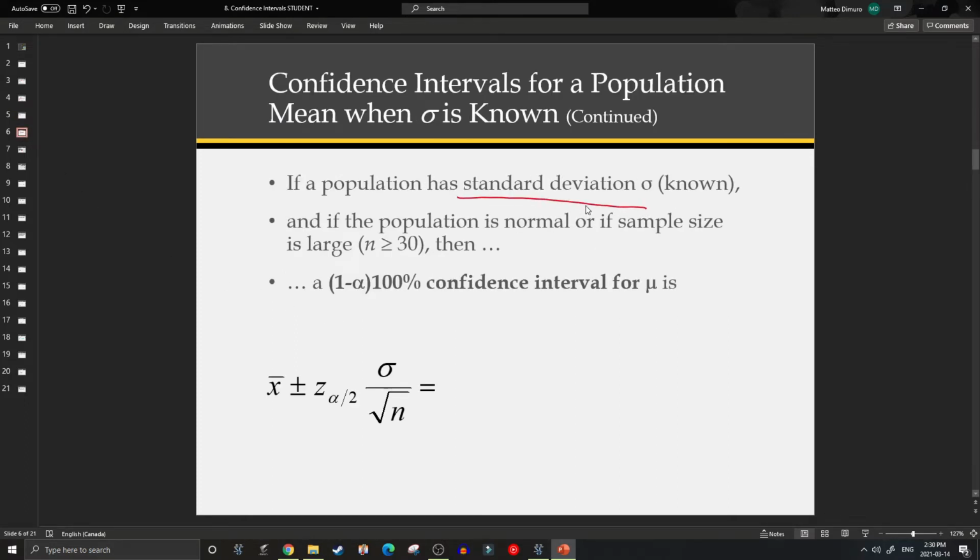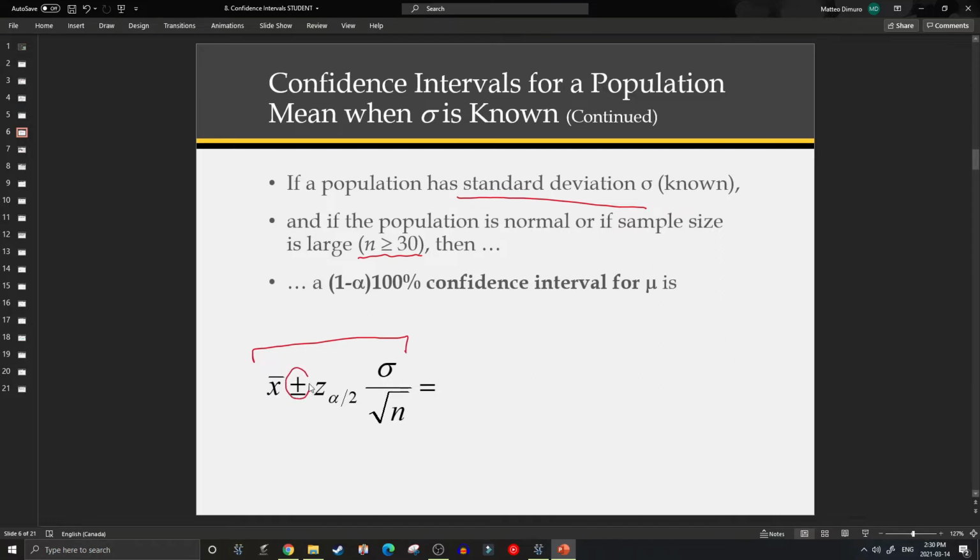So what are we going to do now? If we have a population where we know the standard deviation, and if the population is normal or if the sample size is large, as in n is greater than 30, then we are basically going to be using this formula down here. This would be the confidence interval formula.